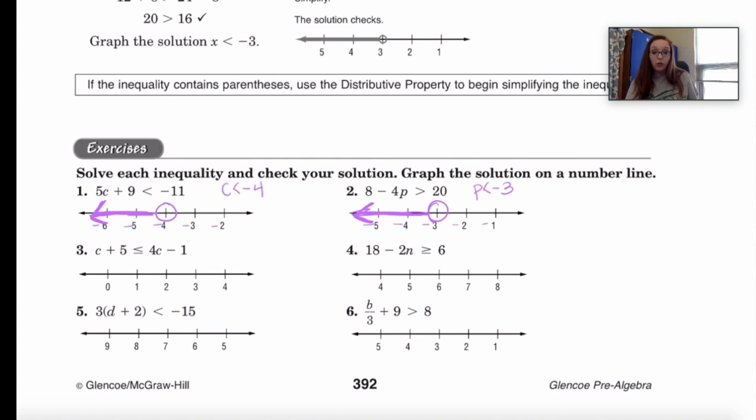You're going to complete 3 through 6 on your own. And it looks like for number 5, we need to fix our negative signs on our number line. And for number 6. Okay, so pause the video and do 3 through 6 on your own.